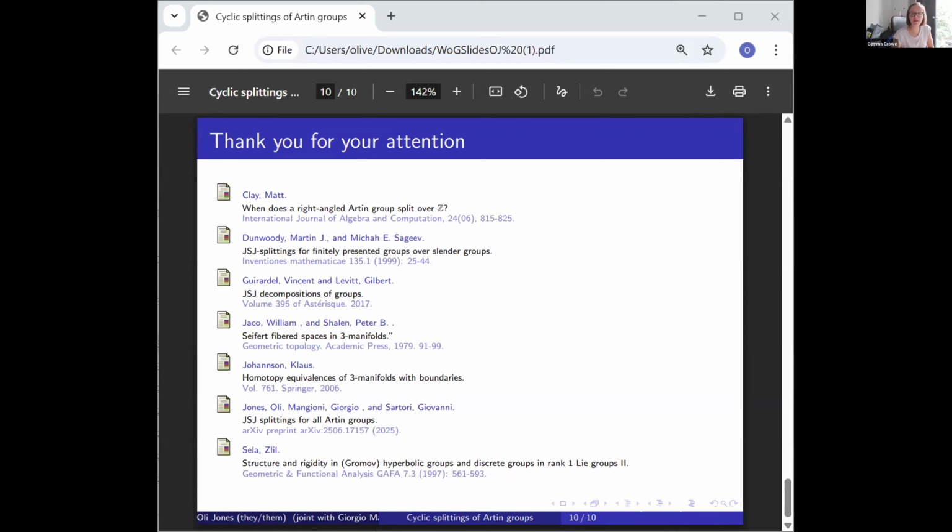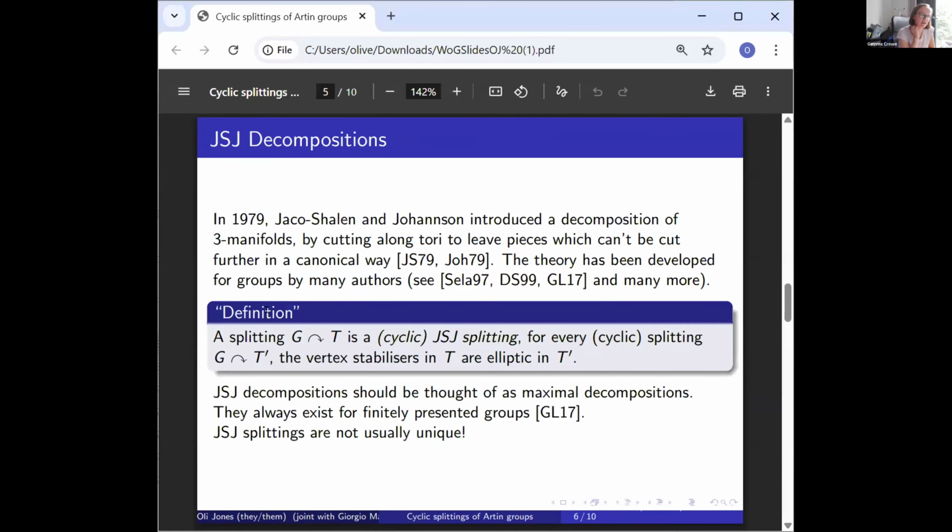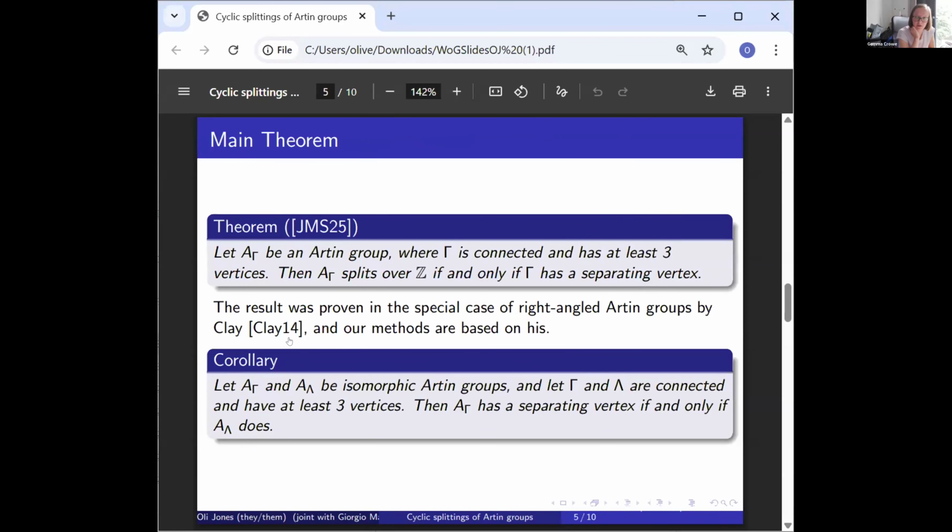Everyone's being very shy. I'll maybe get the ball rolling with, it's probably too vague a question, but going back to, I think it was slide 5, you had your main theorem. I was just curious, you say the result was extending results of Clay for right-angled Artin groups. I'm just curious how different it was, or were there new techniques you had to use to generalize to a much larger class of Artin groups compared to RAAGs? It seems like a very big jump from RAAGs to Artin groups with at least 3 vertices.